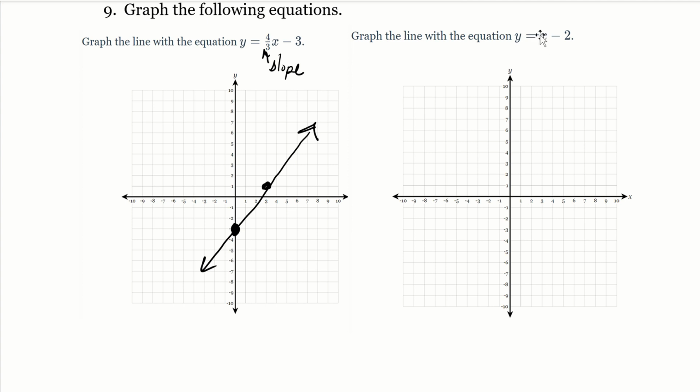We'll do one more. Here I know that my line is going to hit the y-axis at y equals negative 2, so at the point 0, negative 2. And I know that my slope is 1 because there's an imaginary 1 in front of that x. So that means I'm going to move up 1 and over 1. 2 points is all you need to graph a line.